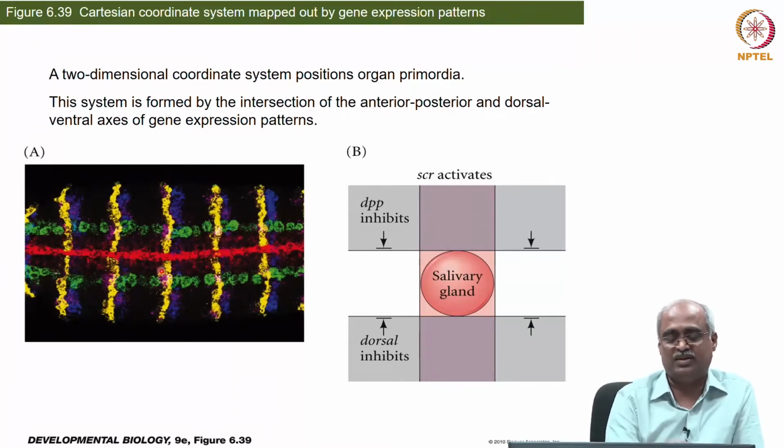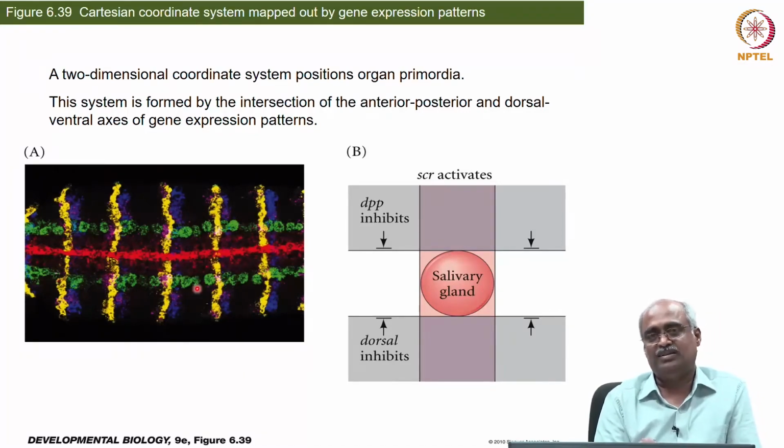and that sort of Cartesian coordinate diagram forms through this dorsal ventral and anterior posterior distribution of these molecules, and that is what gives a unique combination of factors in every one of the cells in these two axes. And what is the consequence of that?